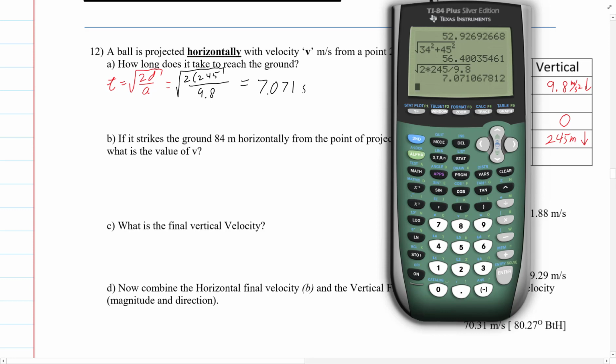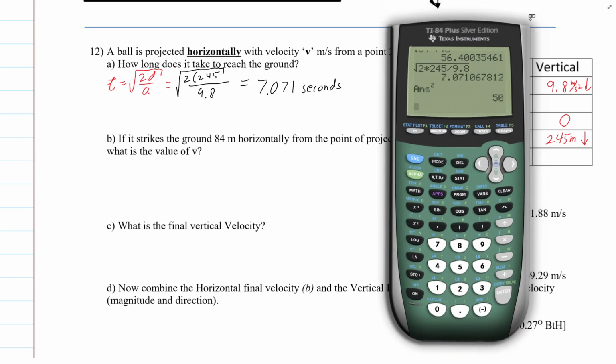7.071 seconds. That looks like an interesting number. I'm just going to square it just to see what it looks like. Yeah, it's the square root of 50. I thought so. Interesting.